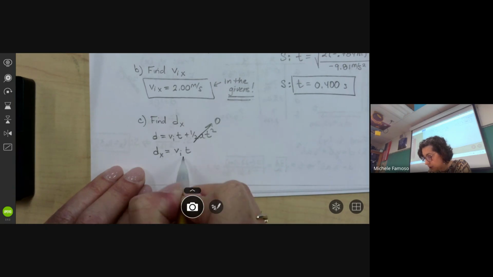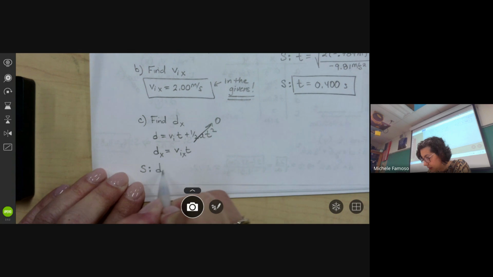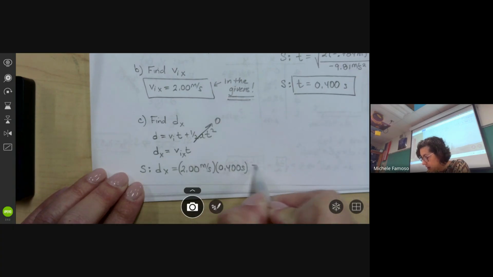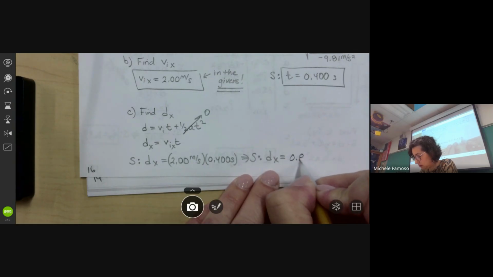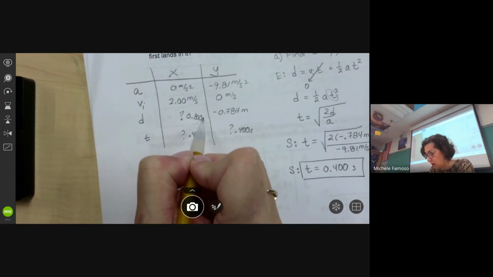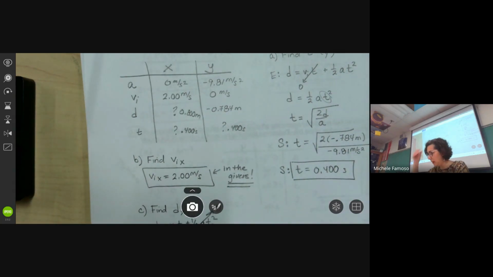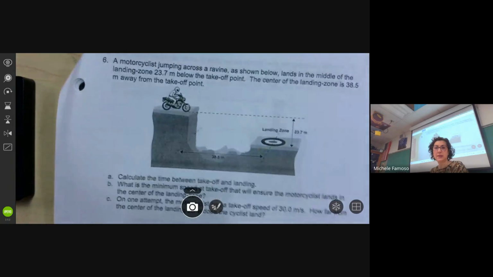leaving me with D is VI times T. Now, we're going to do this in the x direction, which means that I need the VI in the x direction, which we know is 2.00 meters per second, and the time we already solved for, 0.400 seconds. So when we solve that, Jackson, what does that mean the D in the x direction is? 0.800. Correct. 0.800 meters. And I'll put that back in my chart to just show that it is now complete. Okay? Questions on number 5?